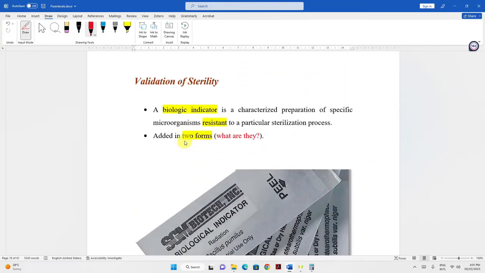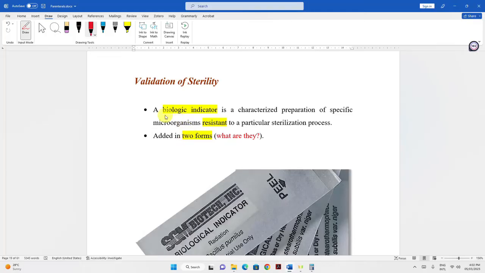Now, okay, sterilization is very important. You learned the different methods of sterilization, but you need to make sure that your sterilization process is effective and it's giving you a sterile product. Of course, you need to check your product whether it is sterile or not. Yes, there are tests for that. But also, you need to check whether the process was successful or not.